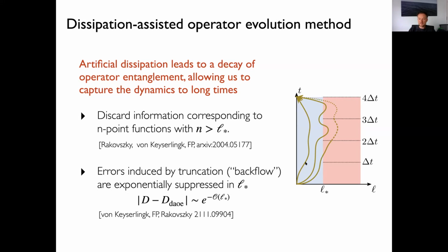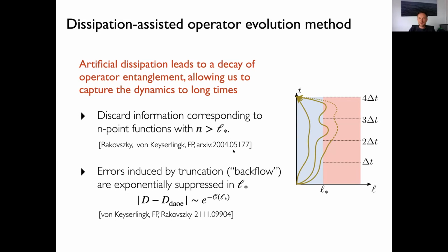It's a product of many Pauli matrices. And eventually we measure maybe another simple operator. In the meantime, some longer, more complicated operators contribute. And the idea is that we discard the information corresponding to complicated operators as we do the time evolution. So this is a key idea. And then what we can actually show is that the errors induced by this truncation are exponentially suppressed in this quantity L star. So this was the bird's eye view.